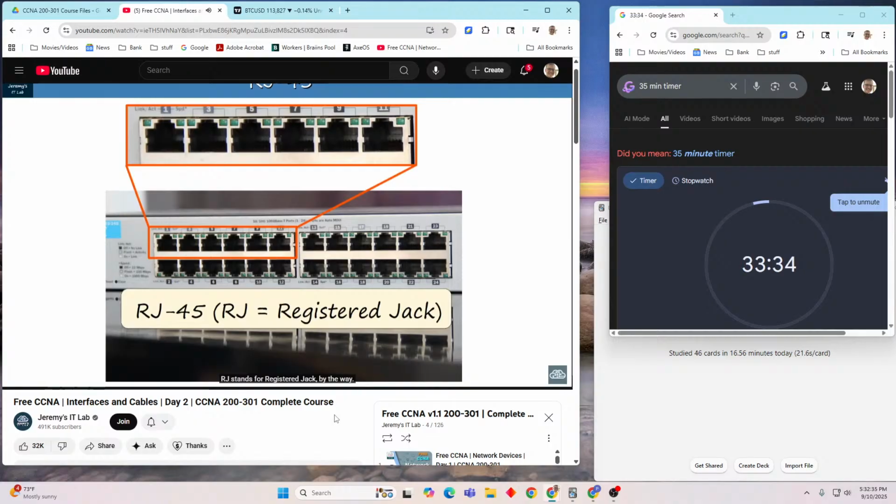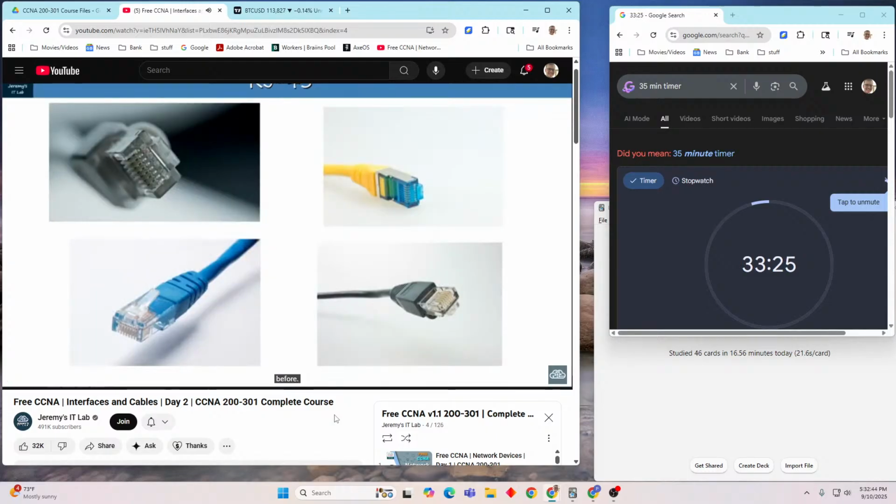RJ stands for registered jack, by the way. Let's look at the RJ45 connector at the end of a cable. I'm sure you've seen one before. These are all cables with RJ45 connectors. As you can see, there are some variations in design and color, but all of these connectors would fit into the ports we saw in the previous slide. The RJ45 connector is used on the end of a copper Ethernet cable. There are Ethernet cables which do not use copper wiring as well, but we'll get to that later.